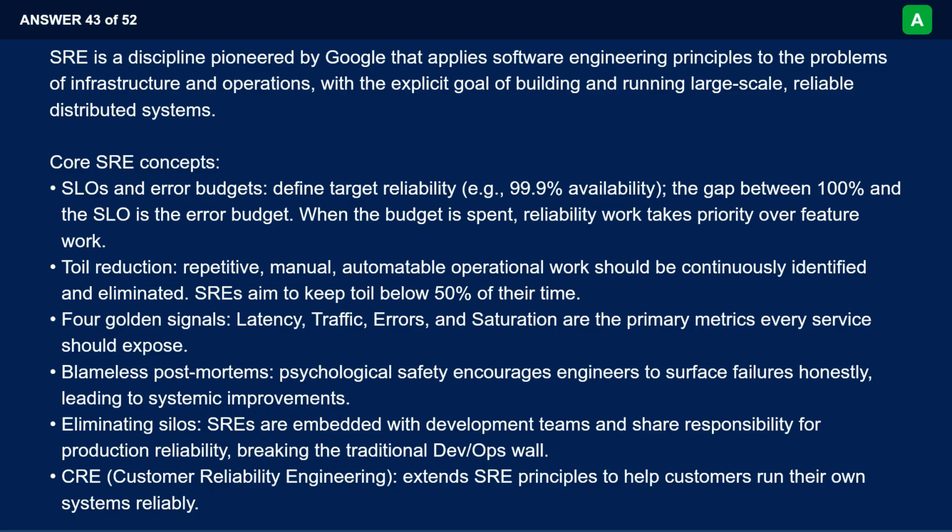Toil reduction: repetitive, manual, automatable operational work should be continuously identified and eliminated. SREs aim to keep toil below 50% of their time. The four golden signals: latency, traffic, errors, and saturation are the primary metrics every service should expose.